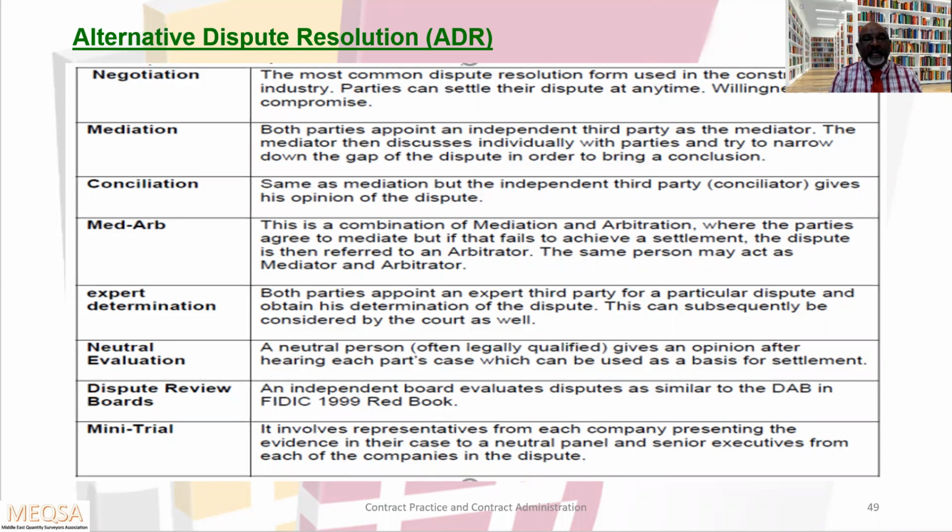Expert determination. Both parties appoint an expert third party for a particular dispute and obtain his determination of the dispute. This can subsequently be considered by the court as well. Neutral evaluation. A neutral person gives an opinion after hearing each party's case, which can be used as a basis for settlement.